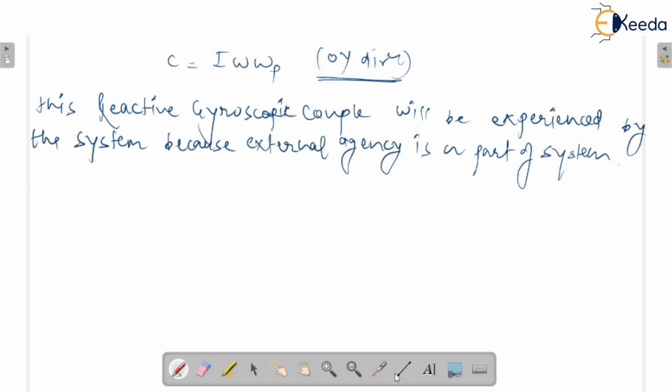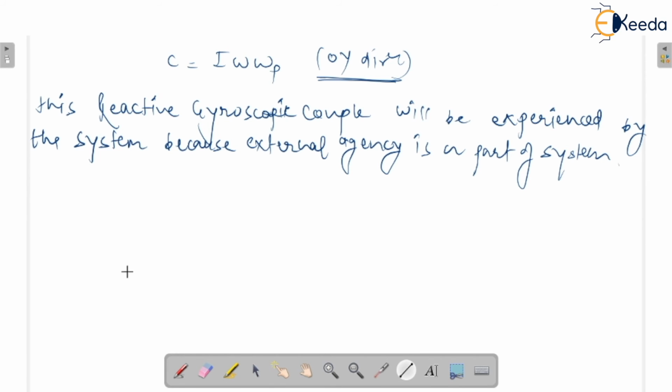Let me tell you through the diagram. This is the direction of omega, and the direction of omega is also known as the axis of spin. This is the spin direction, not the precession. This is the axis of spin, and this body is going to be rotated anti-clockwise or clockwise. And what is the plane of precession? Plane of precession is this.